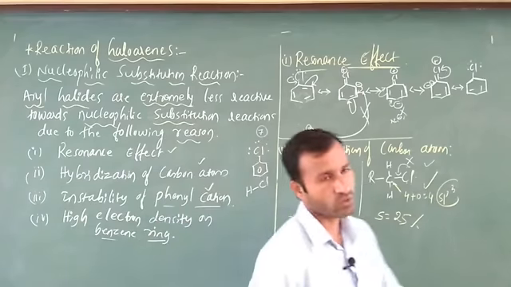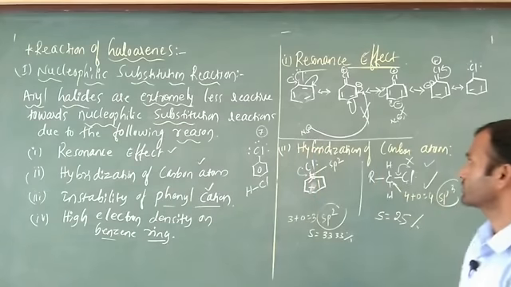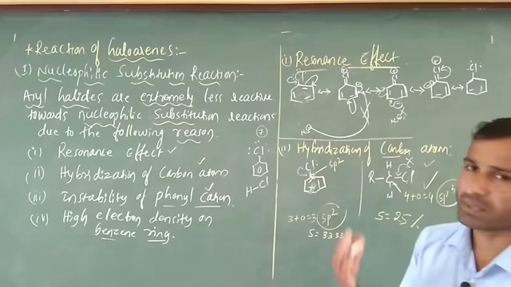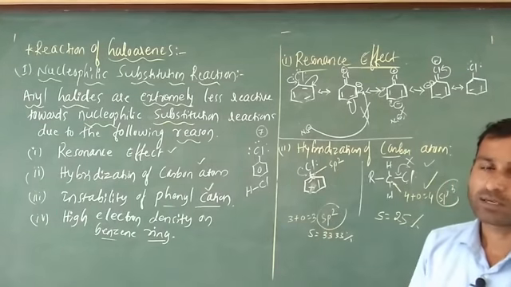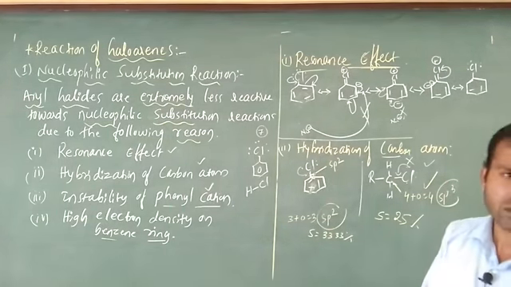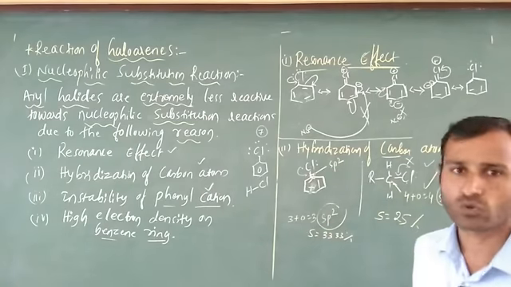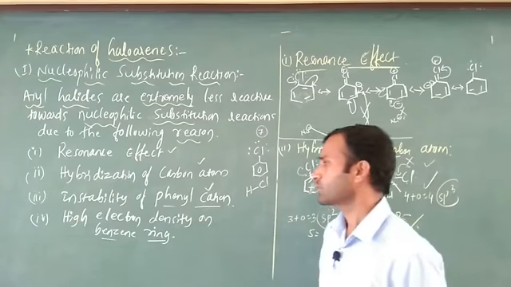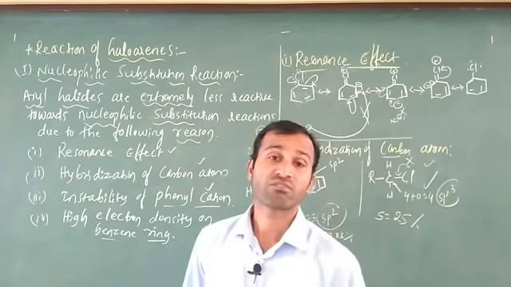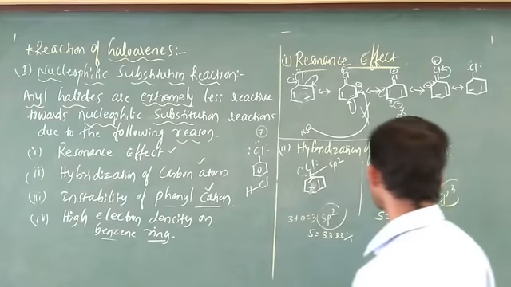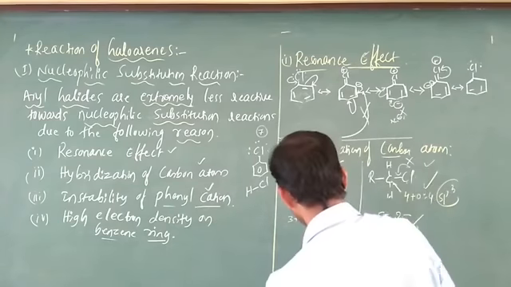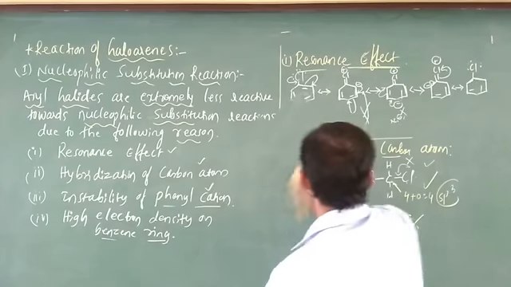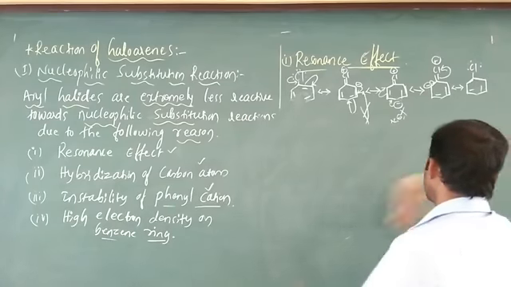Okay, hybridization of carbon atom. It depends on the hybridization of carbon atom. If sp is there, sp2 is there, that will not undergo nucleophilic substitution reaction, but if sp3 is there, that can undergo nucleophilic substitution reaction. Okay, these 2 points are clear. Okay, next another point is there, that is instability of phenyl cation. Just here we are going to study about next point, that is instability of phenyl cation. Okay, third one, instability.